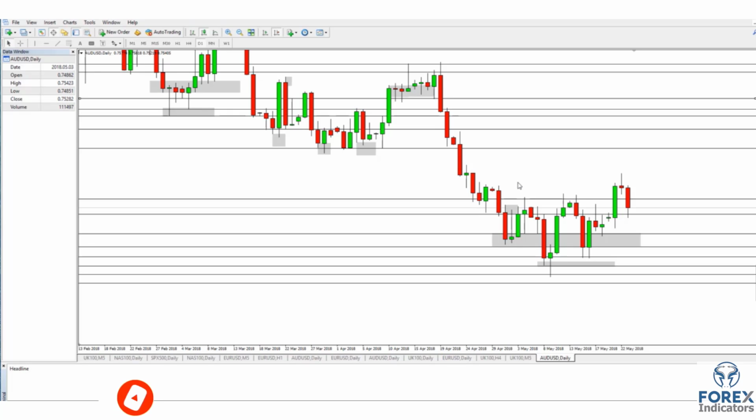Now it takes me maybe 10 to 15 minutes on a chart to mark it up for the month ahead, and then I'm happy with the levels and I'm happy to trade off of them for the month.